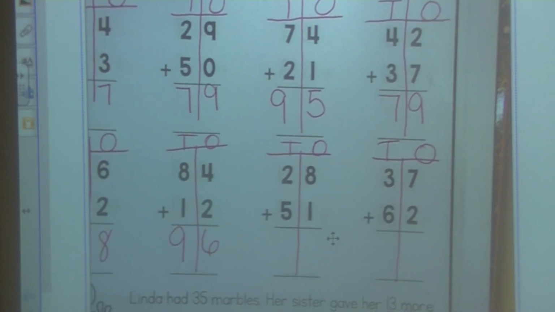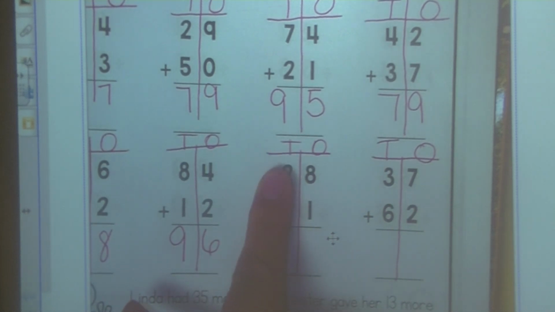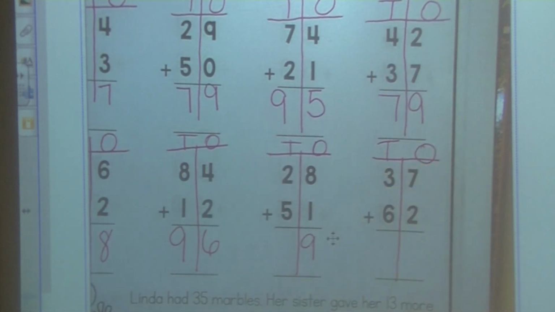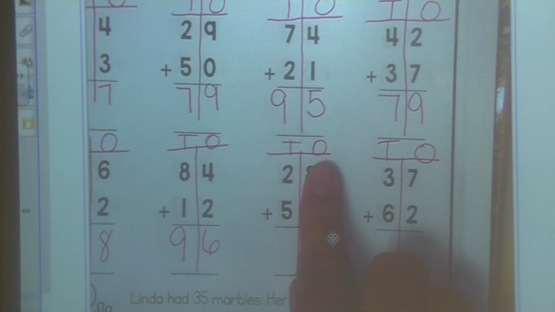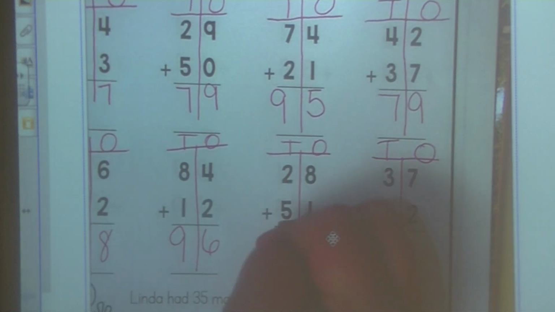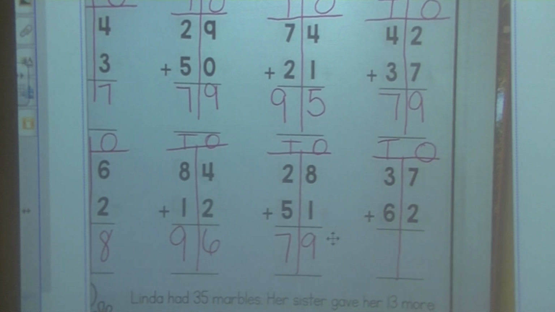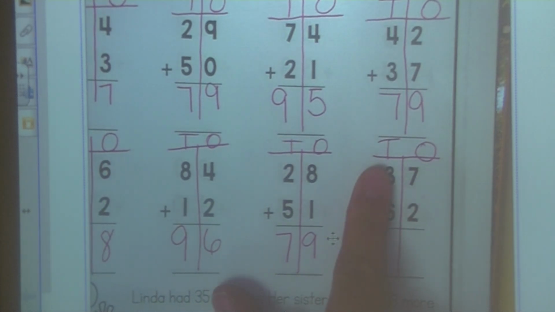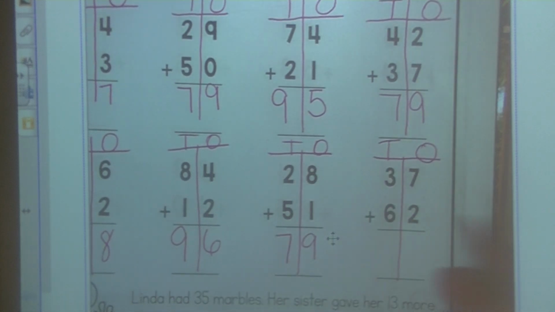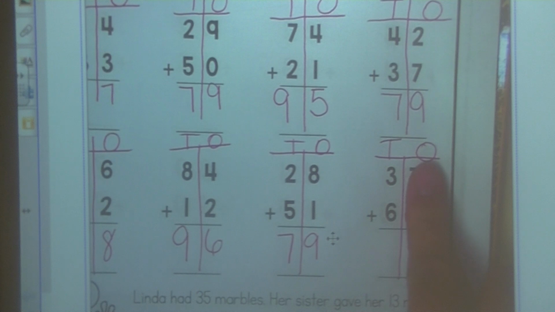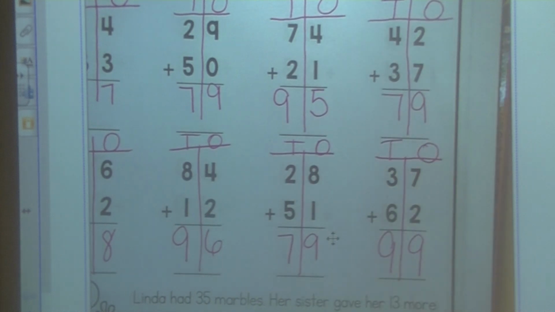The next one, 28 plus 51, tens hide first. 8 plus 1 equals 9. Now ones hide. 2 plus 5 equals 7. 79. 37 plus 62. Tens hide. 7 plus 2 equals 9. Now ones hide. 3 plus 6 equals 9. 99.